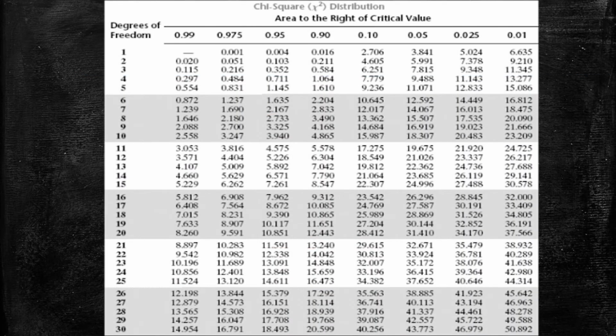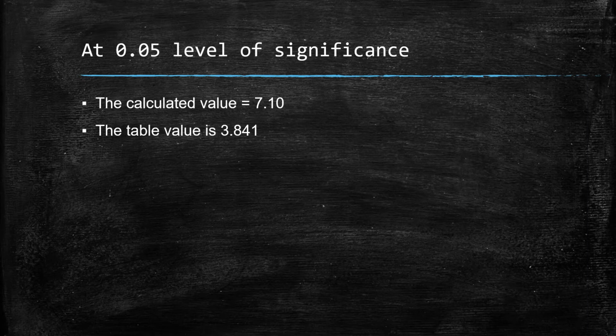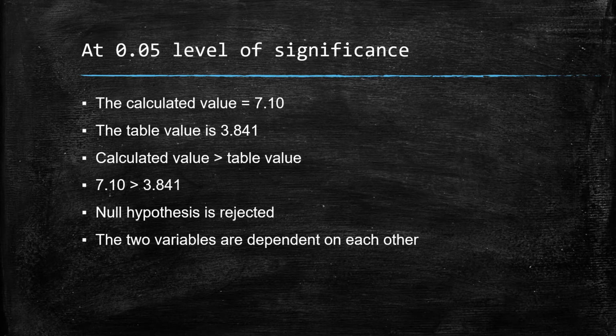Now, for 0.05 level of significance and degree of freedom equal to 1, the table value is 3.841. At 0.05 level of significance, the calculated value is 7.10 and the table value is 3.841. Since the calculated value is greater than the table value, the null hypothesis is rejected. The two variables are dependent on each other.